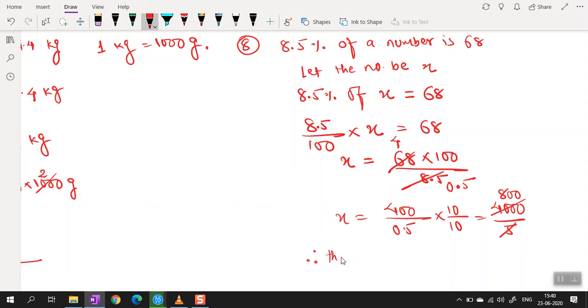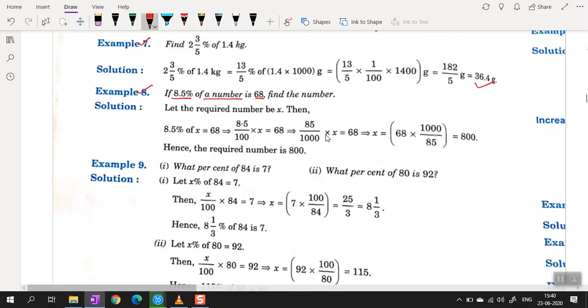Therefore, the required number is equal to 800. If we write the whole sentence, that is also fine: 8.5% of 800 is 68. Let's check the answer. Correct. Next question.